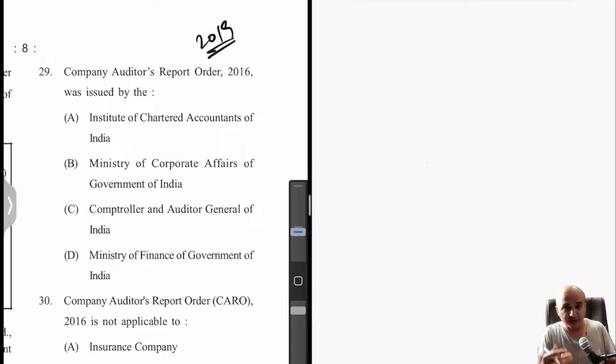Back then we did not have CARO 2020. So this is about Companies Auditors Report Order 2016. Now we have CARO 2020, by the way. So, who issued it? Again, this will not change, because it is still issued by the same organization, that is the Ministry of Corporate Affairs of India. Whether it is CARO 2016 or CARO 2020, it has been issued by MCA.